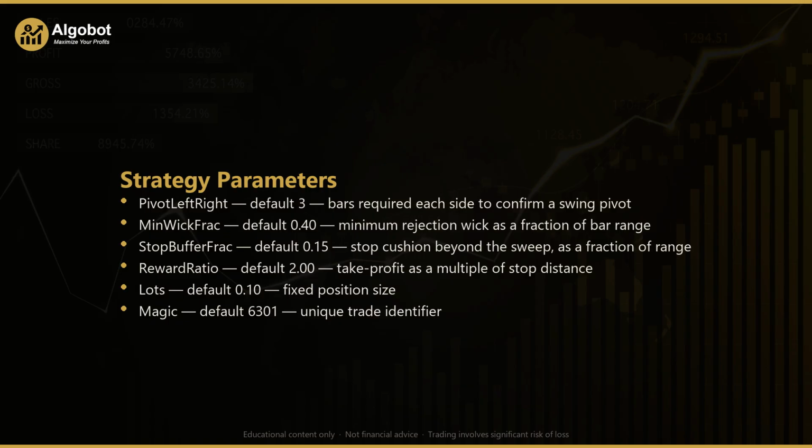Lots defaults to 0.10, and that's simply your fixed position size. Always size this to your own account and risk tolerance. Finally, the magic number, defaulting to 6301, is just a unique identifier so the EA can track its own trades separately from anything else running on the platform.